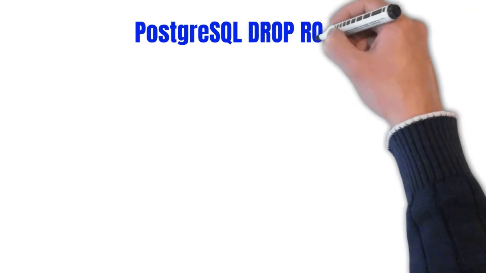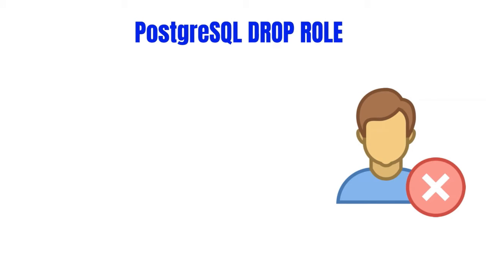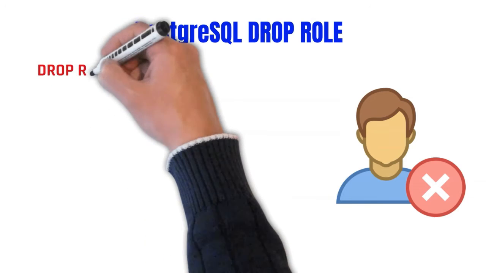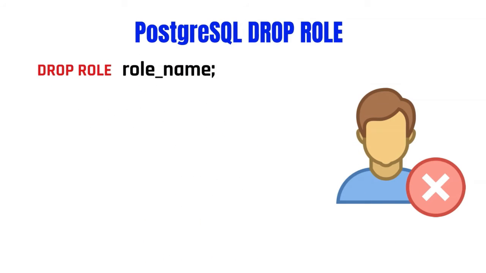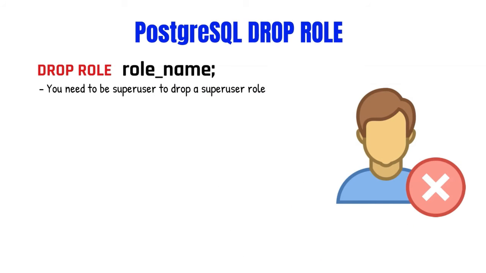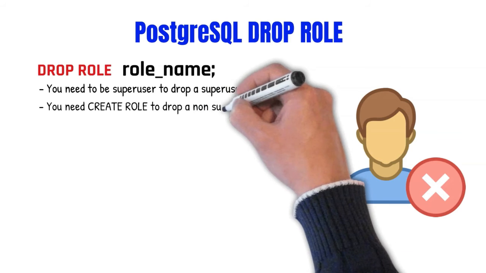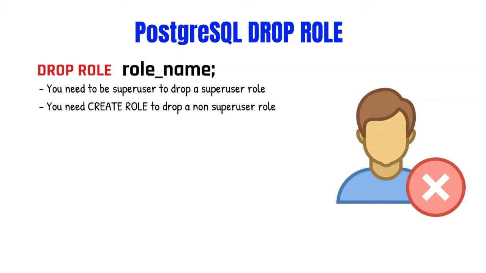If you want to drop a role in Postgres, you would use the DROP ROLE statement. So what you need to do is specify the name of the role you want to drop after the DROP ROLE keyword. To remove a superuser role, you need to be a superuser. To drop a non-superuser role, you need to have the CREATEROLE privilege.